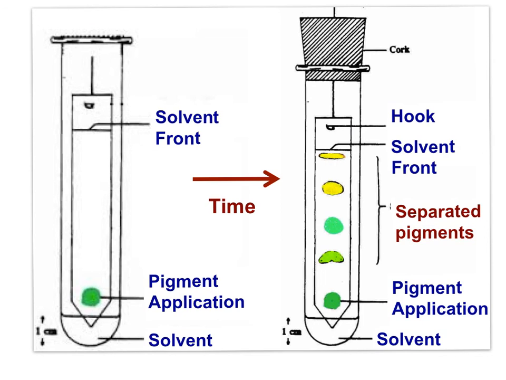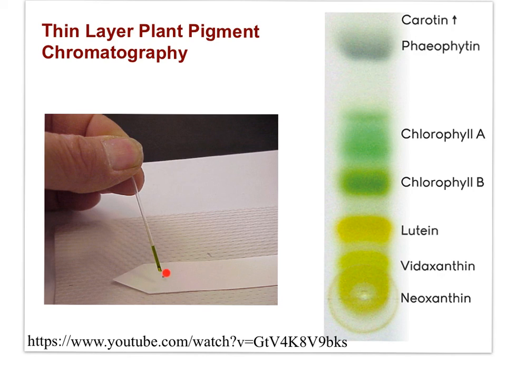Here is a diagram of the pigment application, and then the chromatography paper is dipped into a solvent. The solvent runs up the paper by capillary action, separating the pigments. The separation of pigments depends on the molecular interaction of the pigment with the solvent and the paper. If the solvent is nonpolar, it would carry a nonpolar pigment further up the paper. In the photo on the left, you can see the application of leaf pigments onto the paper, and on the right, we can see the results of a chromatographic separation.